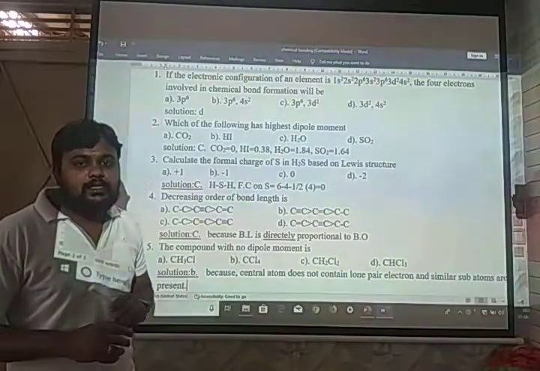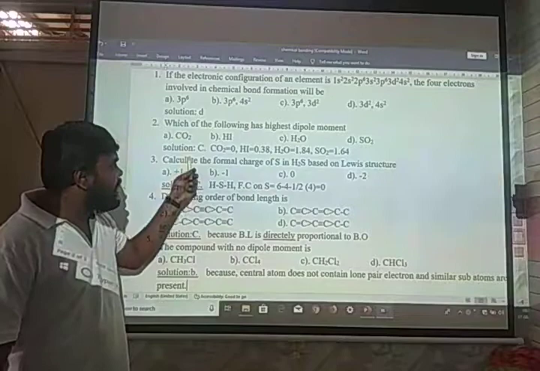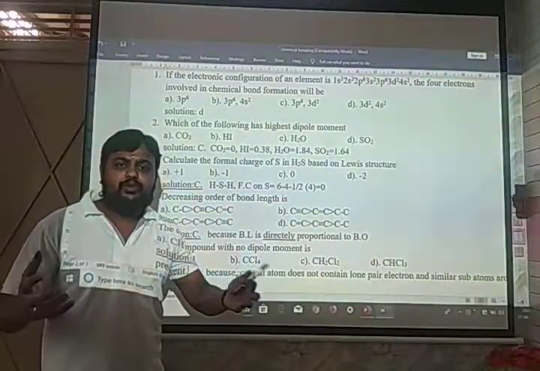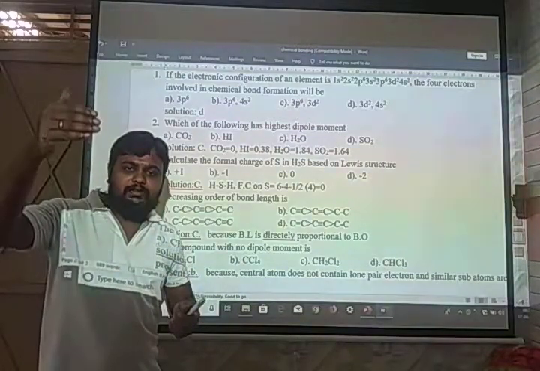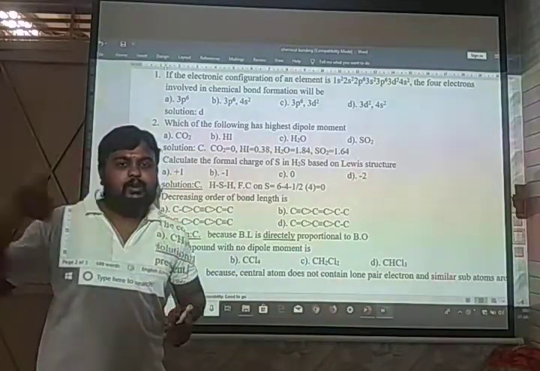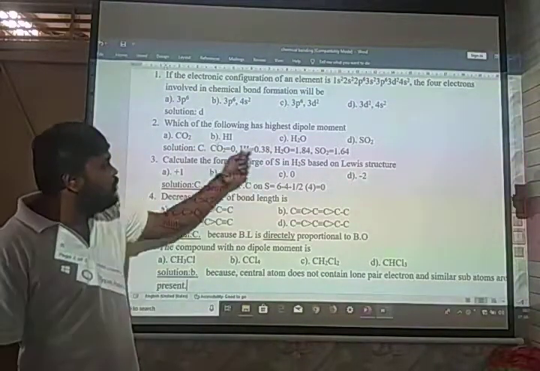For these examples, the molecule containing more dipole moment is water. So these are the standard values. You can go through the synopsis. That means you can find the various molecules with respect to dipole moment. You can go through the reference textbooks. So here are the given molecules' dipole moments.